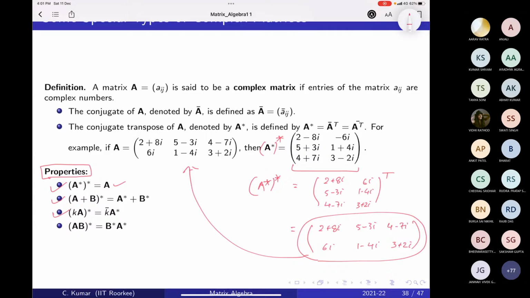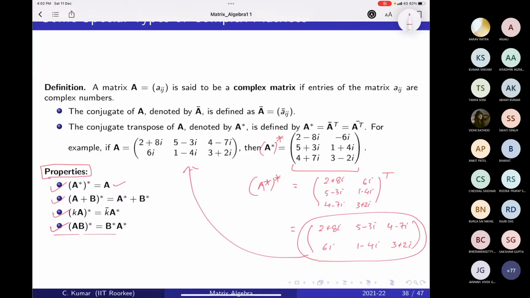The third property is K times A: the conjugate transpose of K times A is equal to the conjugate of K times the conjugate transpose of A. And the last property is that the conjugate transpose of the product AB is equal to the conjugate transpose of B multiplied by the conjugate transpose of A.